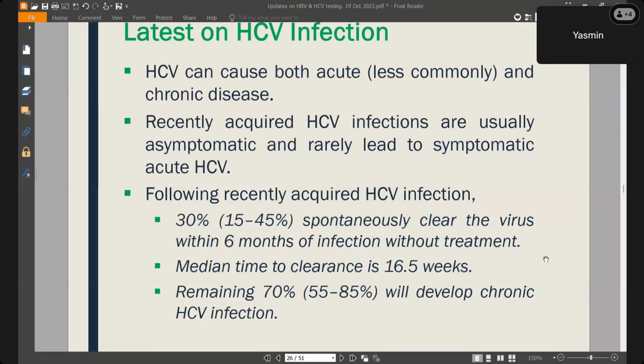Now, for this group of patients, it has not changed over the years, but the percentages have changed. In other words, of those who have been recently acquired, about 15 to 45% actually clear the virus spontaneously without any treatment within a span of 6 months. In fact, the median time to clearance is about 16.5 weeks. The remaining group, ranging from 55 to 85%, are the ones who go on to develop chronic hepatitis C. Even in the early days, we talked about the famous 30-70% difference between those who are acute and those who are chronically infected.